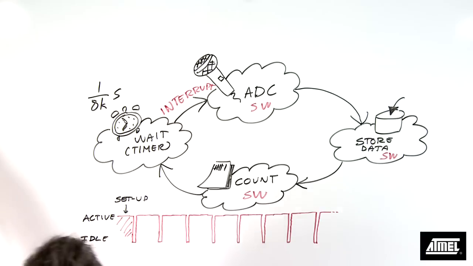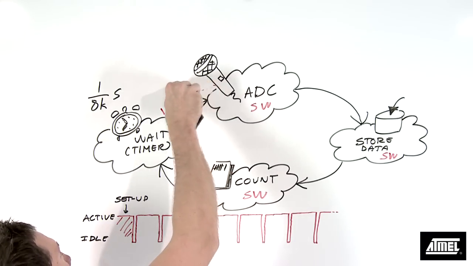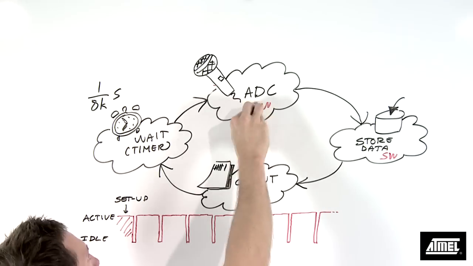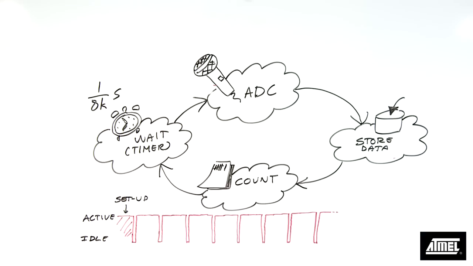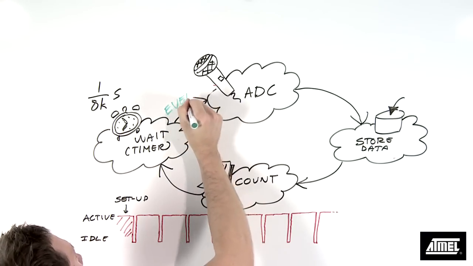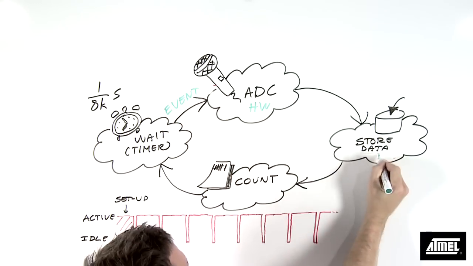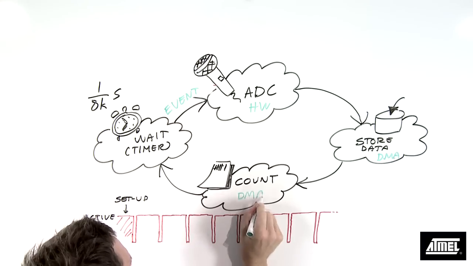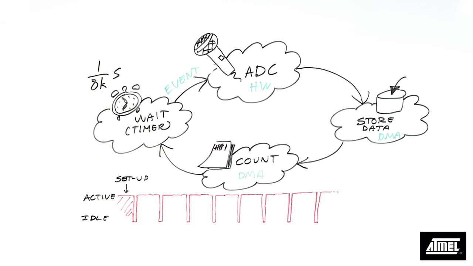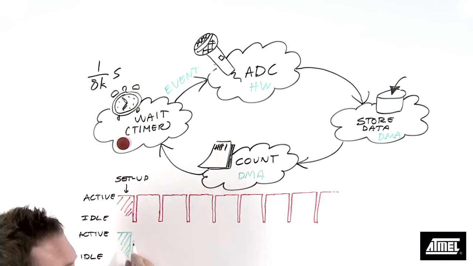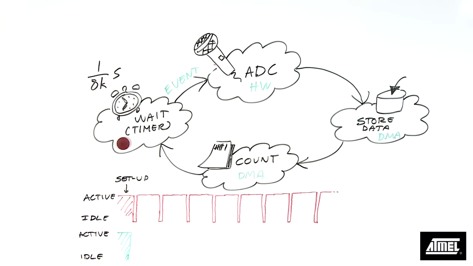Let's try a different approach. The application states are the same, but this time let's use the event system to trigger the ADC when the timer says so, send a sample to SD-RAM with DMA, which also automatically updates the sample counter, and finally wait for the timer to trigger the next sample. Now, the device is in active mode only when initiating the whole recording cycle. All the time in between, the device stays in idle mode, meaning the CPU is not used.